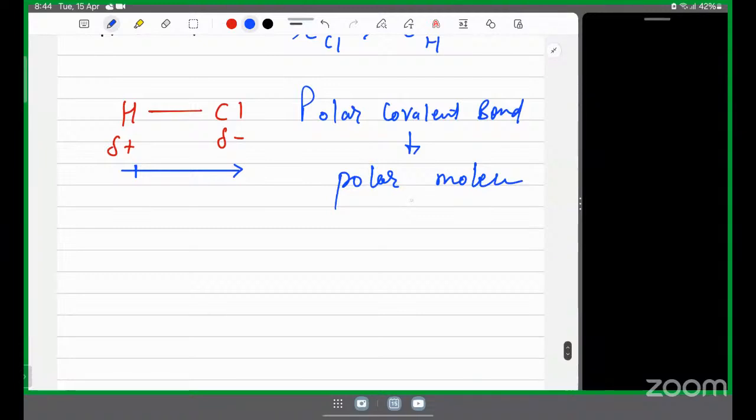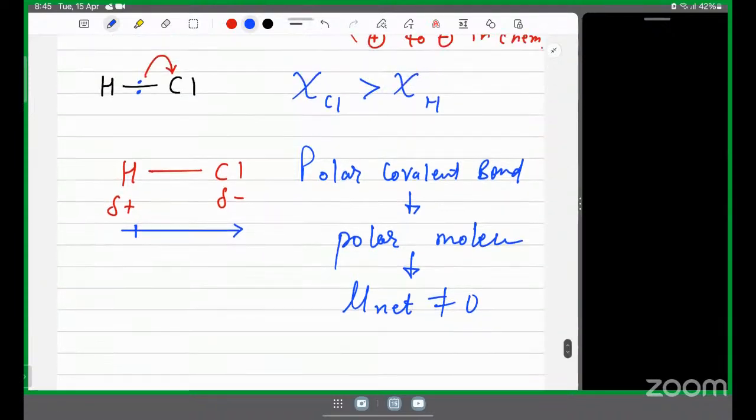Polar molecule basically is a molecule in which the net dipole moment is not zero. If the net dipole moment is zero, it will be non-polar. If the net dipole moment is not zero, it will be a polar molecule. Understood? So HCl has a polar covalent bond and its net dipole moment is not going to be zero because this is the only dipole present in the molecule. So this is also an example of a polar molecule.